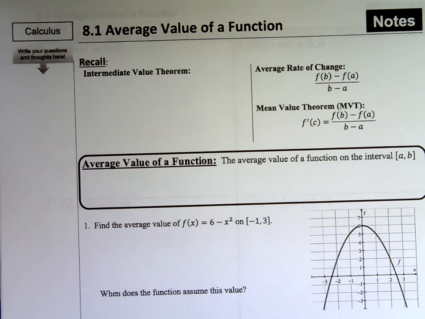They start out with this average value of a function. That's a new topic to us. But this intermediate value theorem, the average rate of change, and the mean value theorem and this average value we're going to learn today are all topics that calculus kids tend to get mixed up with. So we're going to remind you of what these different things are.